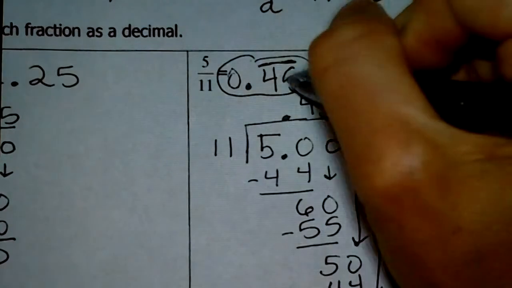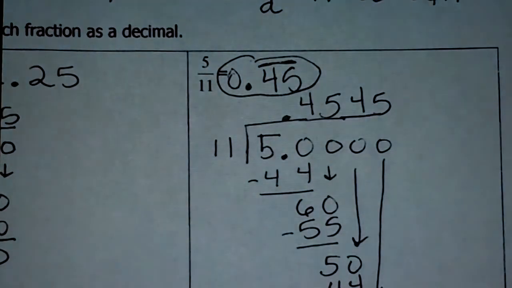Sometimes it'll be written like this. Sometimes it'll be written without it. The value is the same. All right, next one. I have a -6/5.